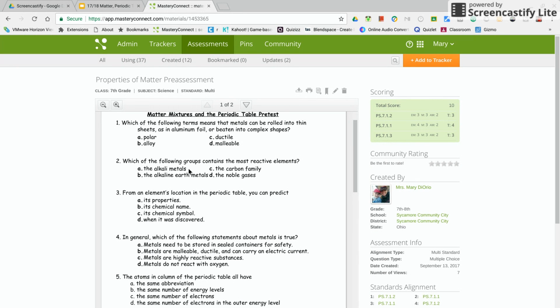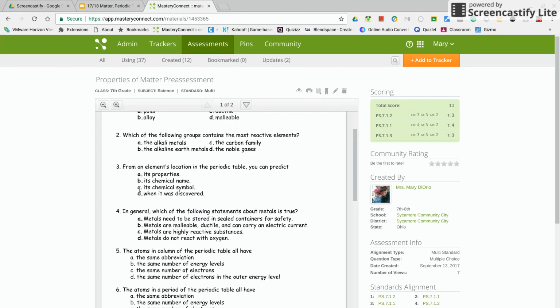The group that we read about that was highly reactive was the alkali metals. Those are the family of 1A, or column 1A, and it has one valence electron. So it's desperate to get rid of that one valence electron so it can be considered stable.